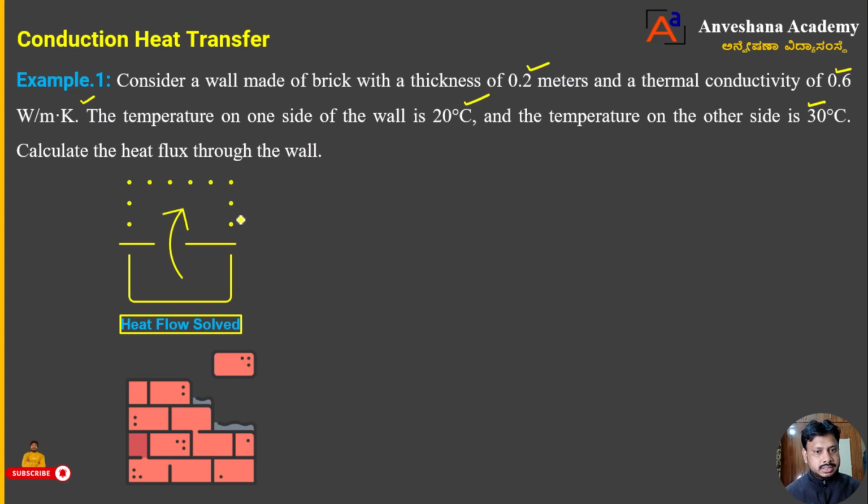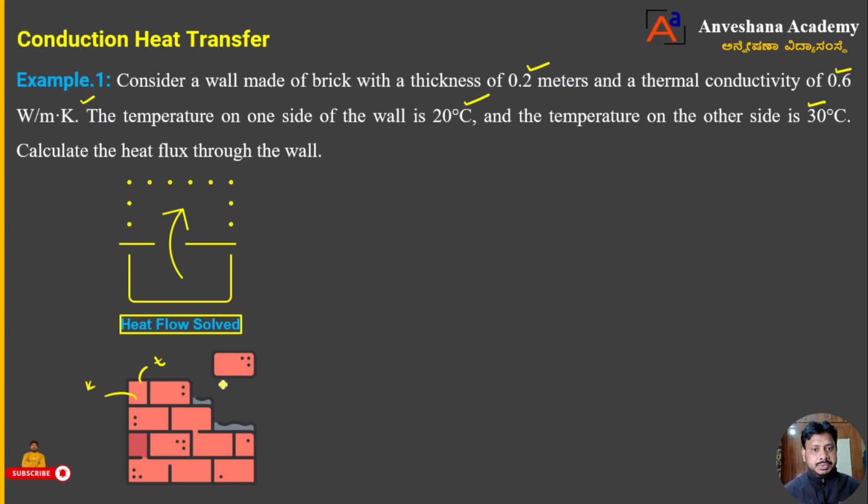So dear students, what is he telling us? There is a brick wall with a thickness of 0.2 meters, with a temperature of 30 degrees Celsius on one side and 20 degrees Celsius on the other. The brick wall has some thermal conductivity, that is K, and some thickness, that is t, or you can take dx. It has two temperatures, one high and another low. Hence heat is getting transferred. Then he is asking us to calculate how much heat is going to transfer per unit area of the wall.